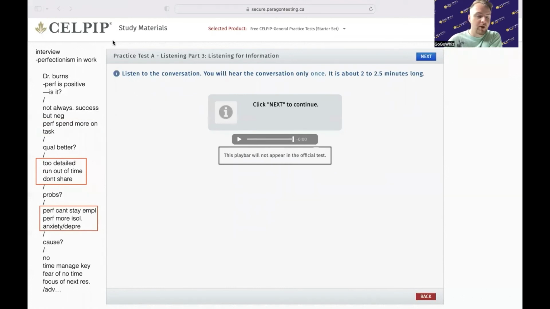Okay. Let me go and run through, make sure that you guys understand all of my shorthand. All right, so perf is for perfectionism, negative, probs, problem, empl, I know that's going to be employed, isol, isolated or isolation, depression, cause, blah, blah, blah. And then focus of next. So this is interesting because when I saw this at first, I was like, oh, what is res? I forgot. But for me, res was research. Okay. Some notes got cut out here. I believe they were about group work as well as just being good at time management.